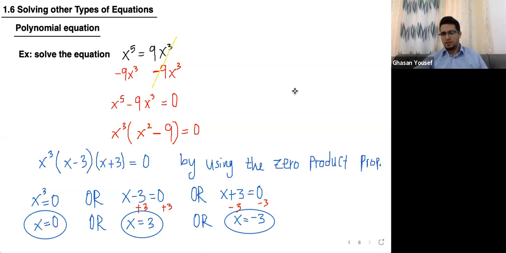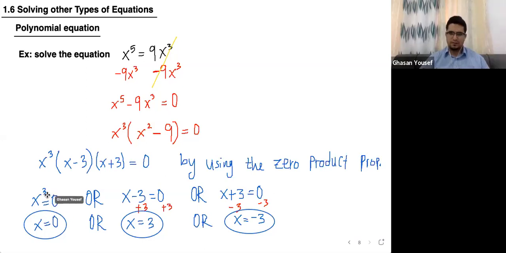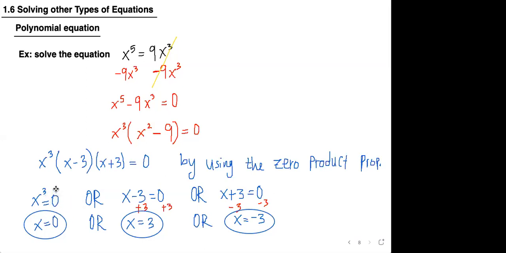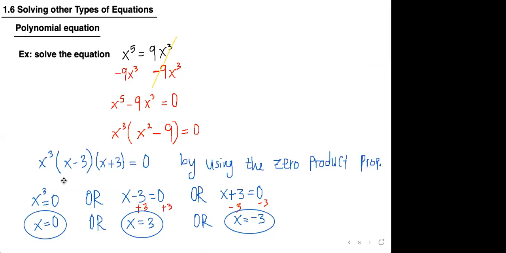I get a question here from Eric. How did you get rid of x to the power 3? Go ahead, Shop. What I did here: the common factor between x to the 5 and 9x to the 3 is x to the 3, because the numbers don't have a common number. It's only 1, so you don't have to take a common number between 1 and 9. The next thing is the variables. x to the 3 is the only thing that's common.